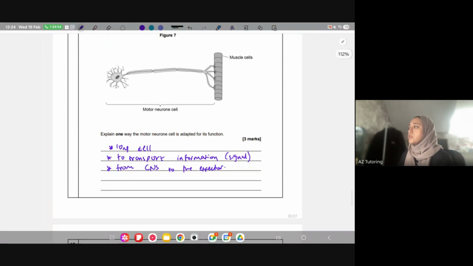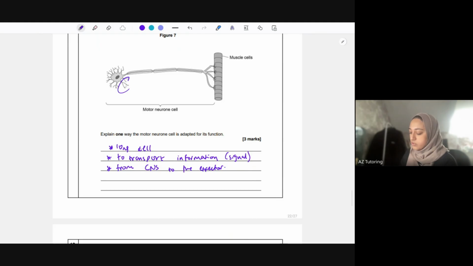There's other things you could have said as well. So you could have talked about the many branches that it's got. So these here, which is the same reason. You could have said it's attached to the muscle cell. That's an adaptation as well. You could have said many mitochondria, but I can't see that on the diagram anyway, so I probably wouldn't say that. You could say insulation or fatty sheath as well. So yeah, you could say any of them, but I would say go for the most obvious, which you can see is it's a long cell.